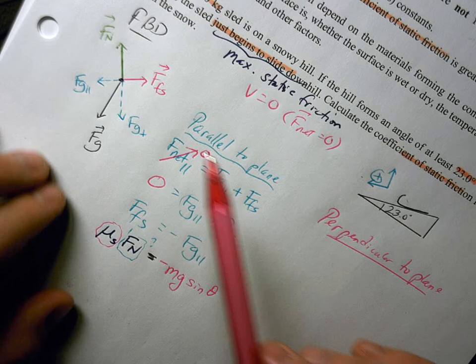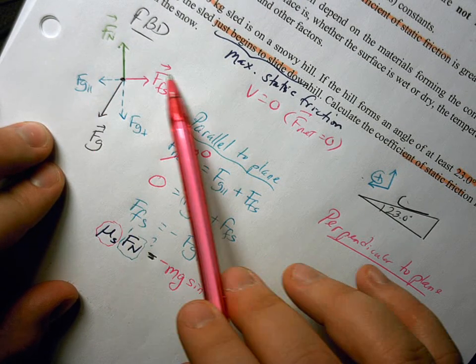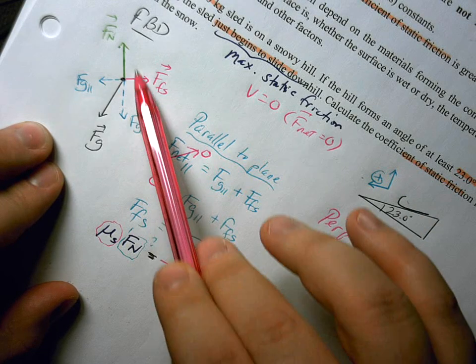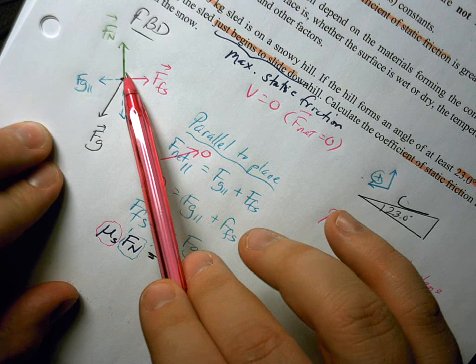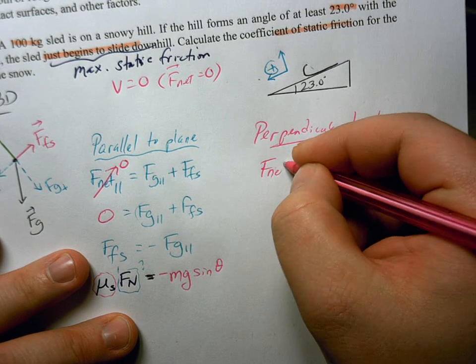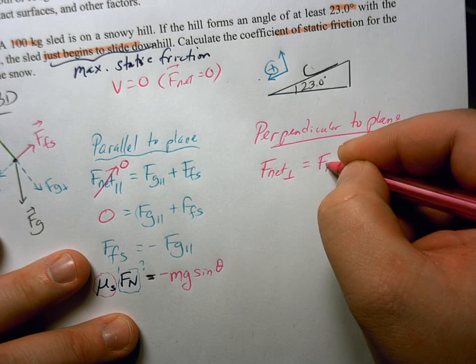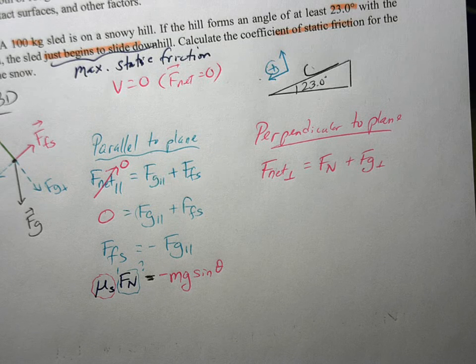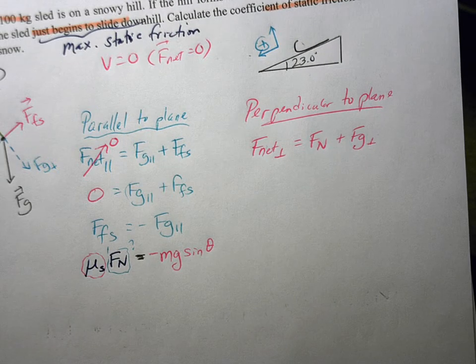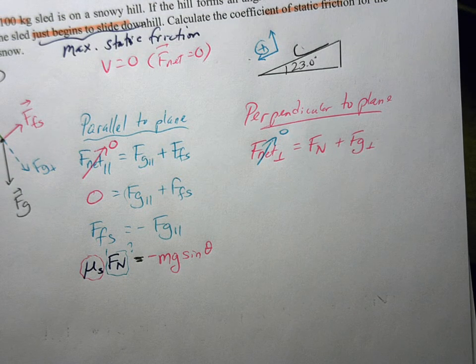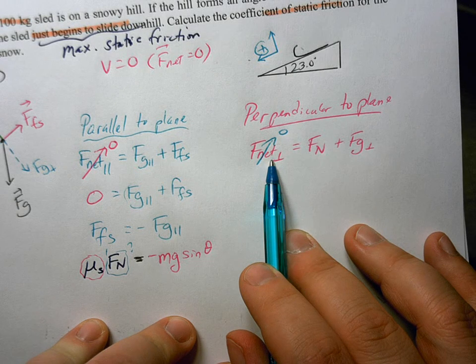If I look at my free body diagram, my plane is running along this way. Perpendicular to my plane is going to be this normal force, and this force of gravity perpendicular to the plane. So perpendicular to the plane, I could say that the net force perpendicular is that normal force plus that Fg perpendicular. Now again, the object is not moving, so we know the net force perpendicular is going to be 0.